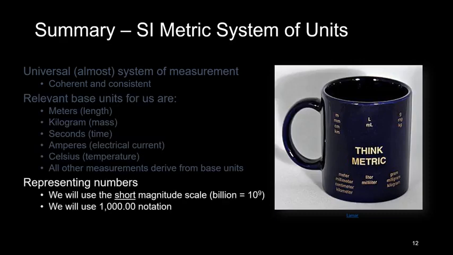When representing numbers, we'll use the short magnitude scale in which a billion equals 10 to the 9th power, and we'll denote thousands with a comma and decimals with a period. When I'm king of the world, I'll get all this straightened out, but until then we're stuck with some notational confusion. Sorry about that. In the next video, we will continue our discussion of measurement with a survey of practical ways that energy is measured.